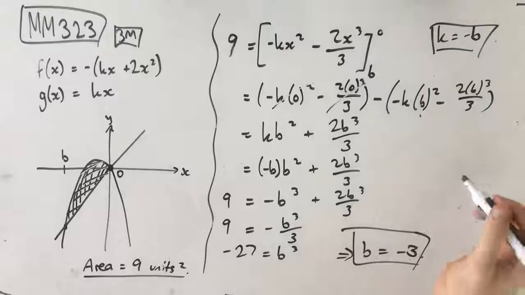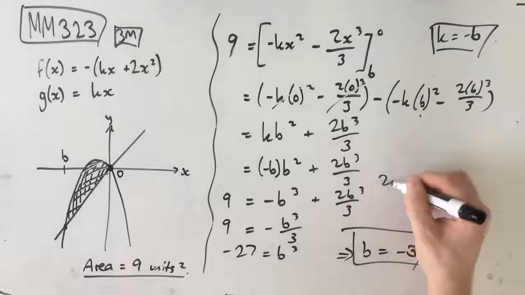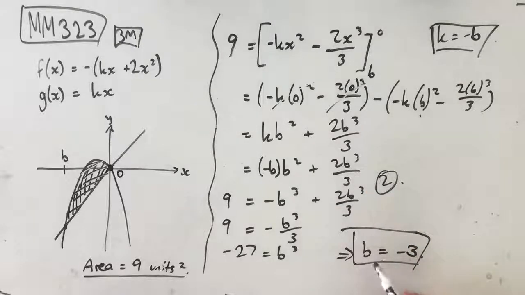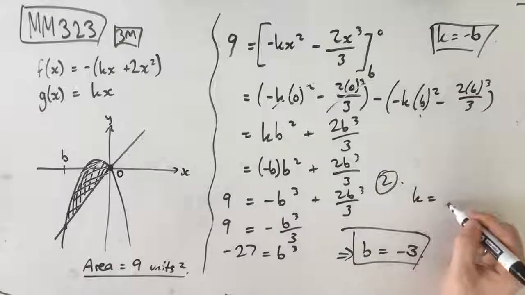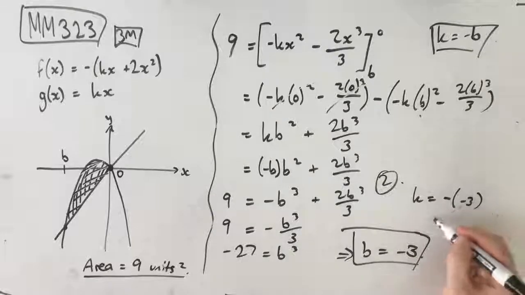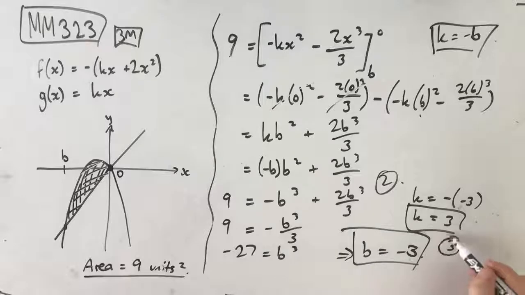So guys, our second mark comes somewhere around here, just this bit here. And then our third mark comes when we state b and also k. So we've found b. We know that k is equal to negative b. So that means that k is equal to negative negative 3, so k equals 3. And that's our third mark just here.